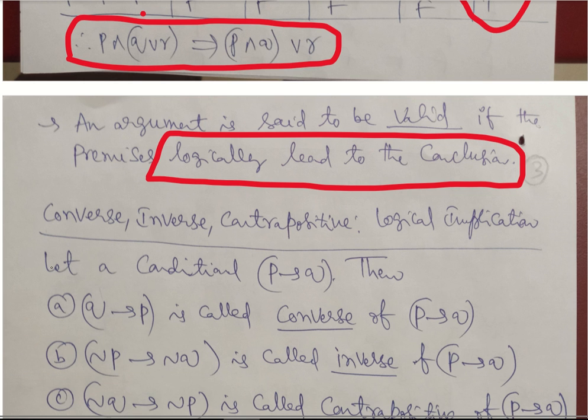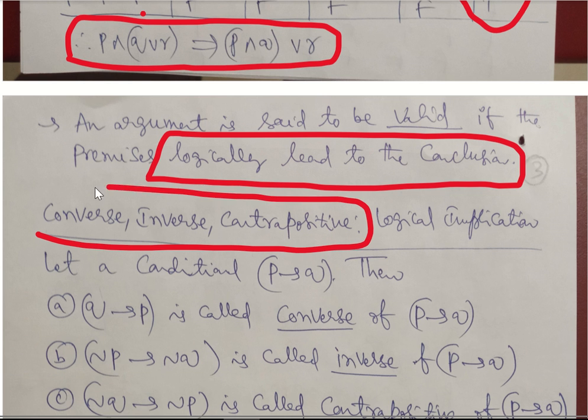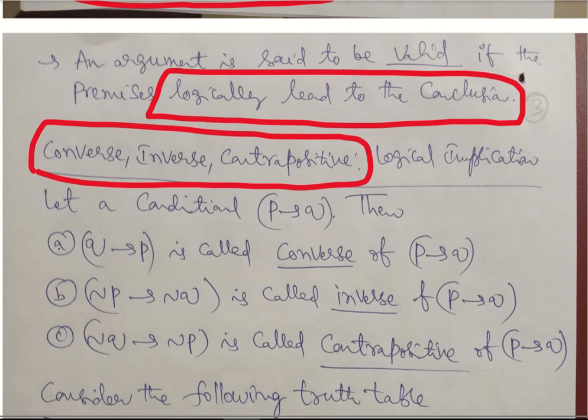The second one is the converse, inverse and contrapositive of the logical implication, because this concept is very important, and while proving our arguments to be valid or invalid, we might reuse some of the logical equivalents that we see here. So consider a conditional. These converse, inverse, contrapositive are applied only to an implication, that is, a conditional.